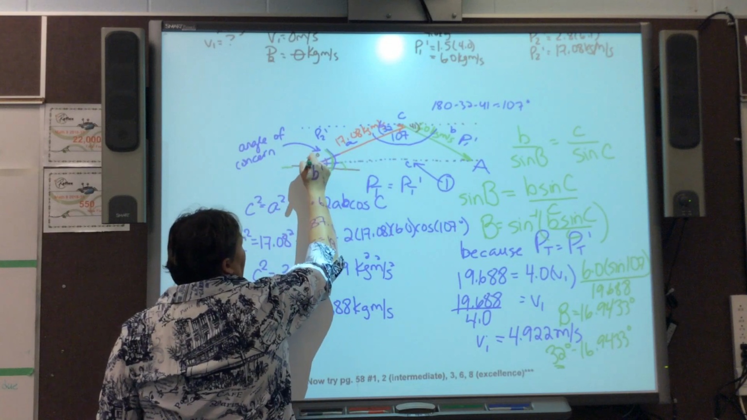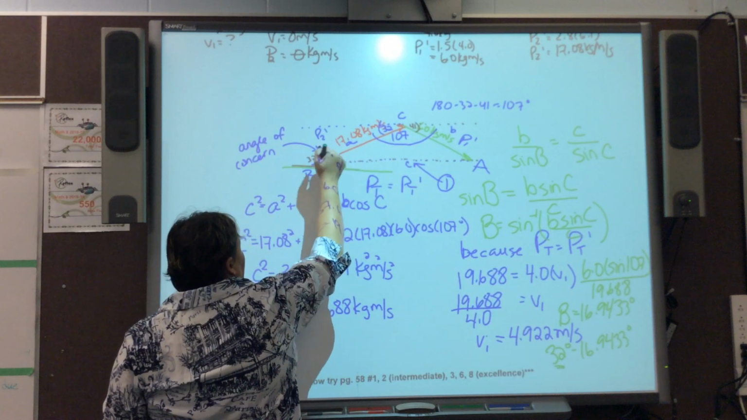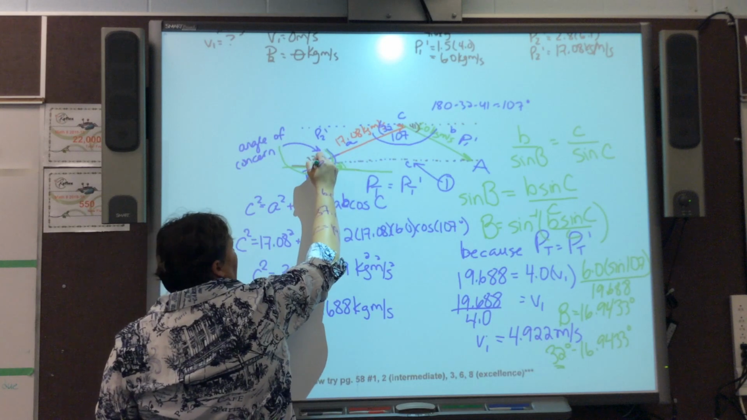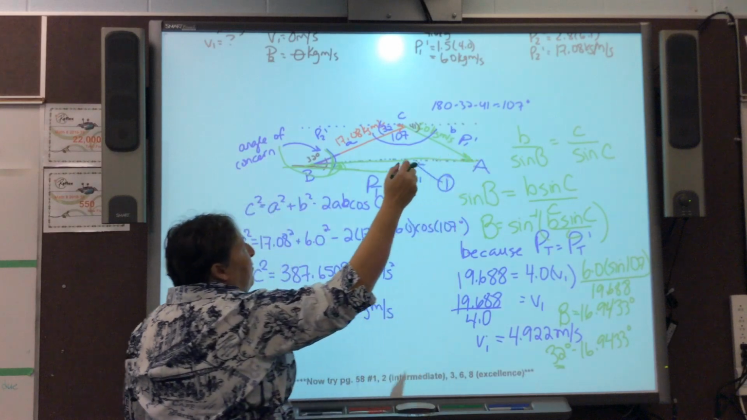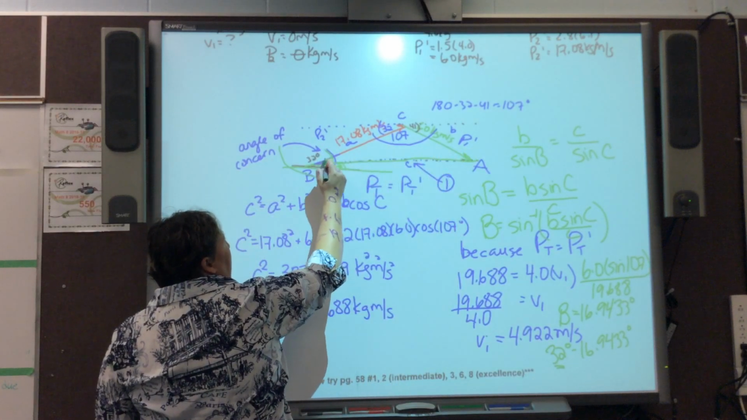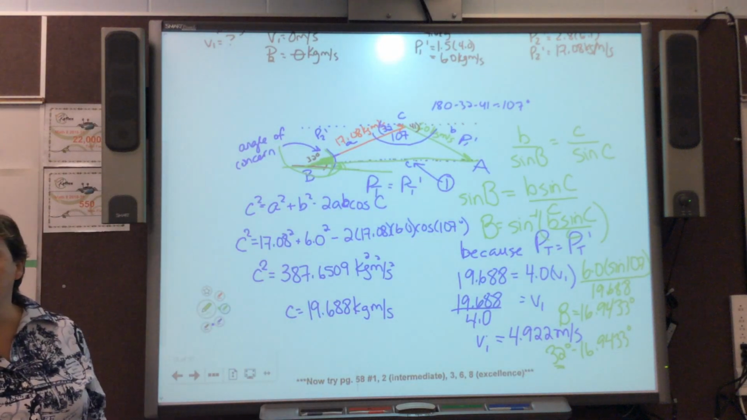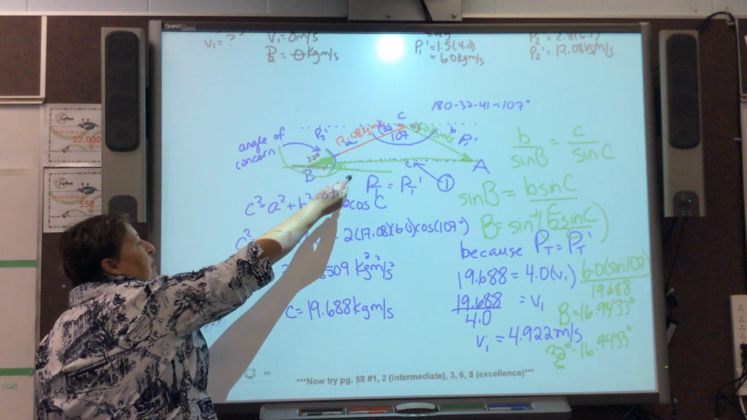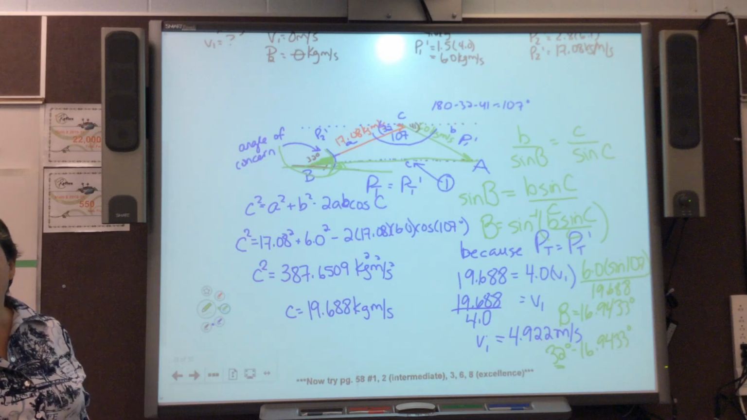This is the horizon right here, and this is the angle of concern right here. What we found was this inside angle, and we want it from the horizon. I initially told you that that was the angle we wanted, but we actually want this outside angle to the horizon.